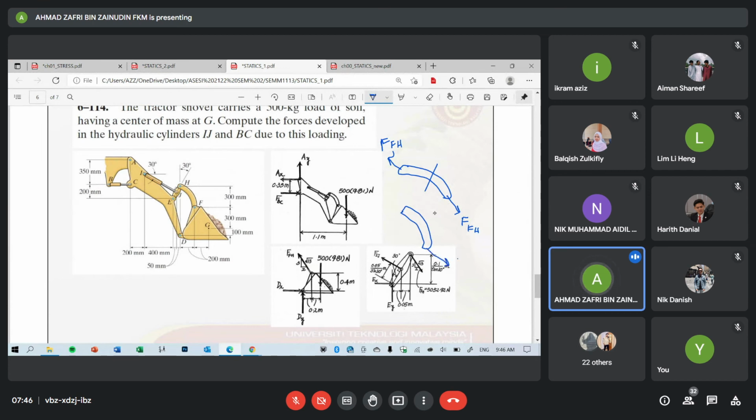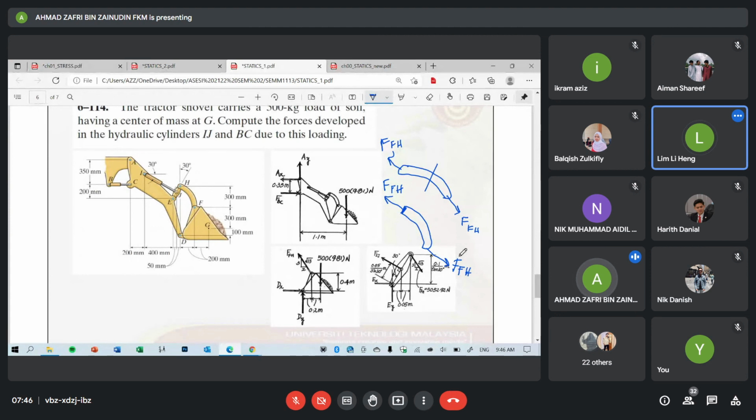F, H. At the cross section here, do we have this normal internal force? Lim Lee Heng? Yes, sir. Do we have that normal internal force, FH, so that it is in equilibrium to this? It must be in equilibrium.